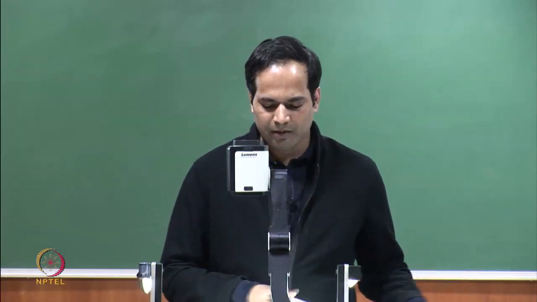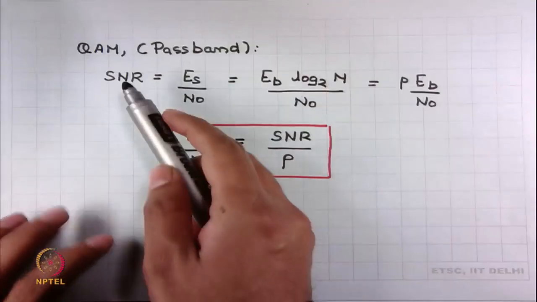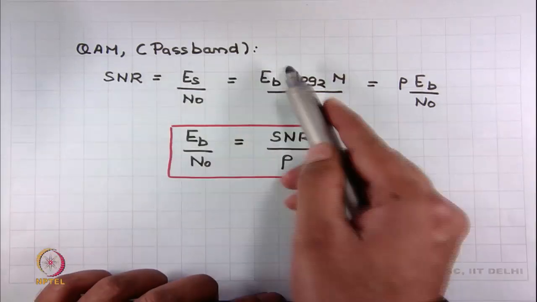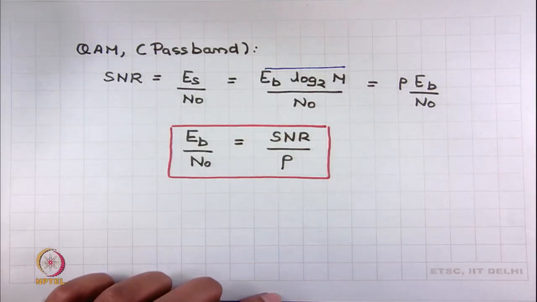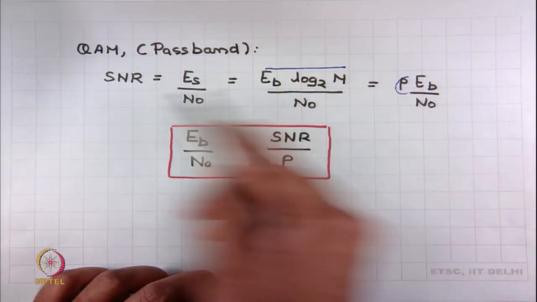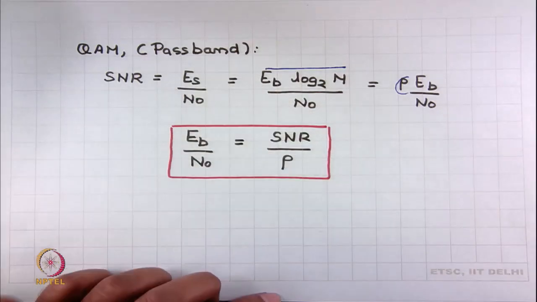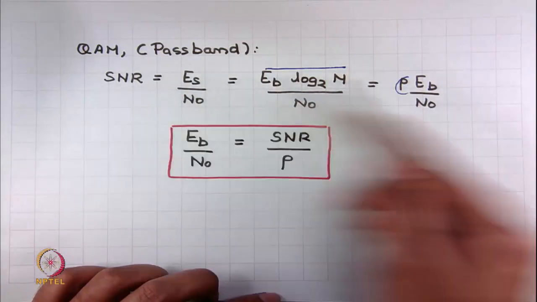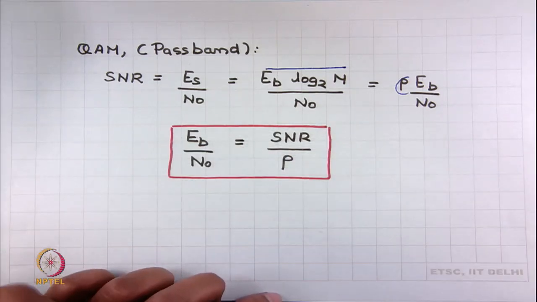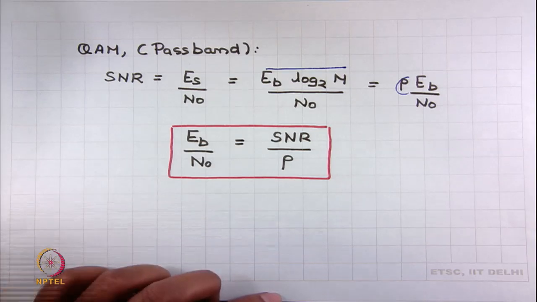Let us see what happens for QAM at passband. So SNR we have said is Es by N naught. Es is Eb times log 2 m, and for QAM log 2 m is rho. So again for QAM we get SNR as rho times EbNo, or EbNo is SNR divided by rho. Thus, we have got the same relationship between SNR and EbNo for QAM and PAM.